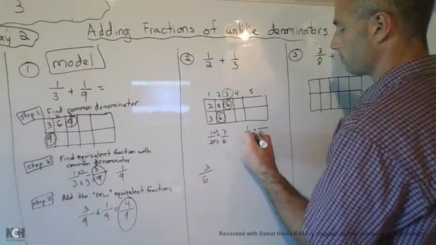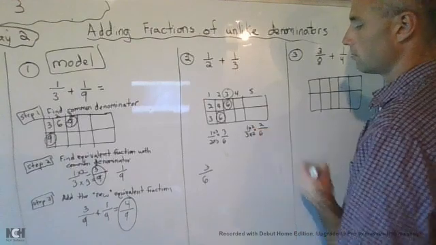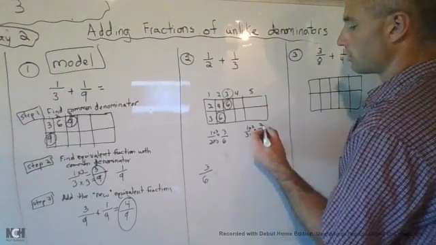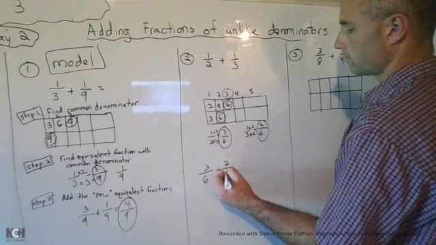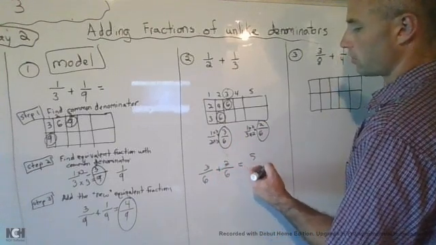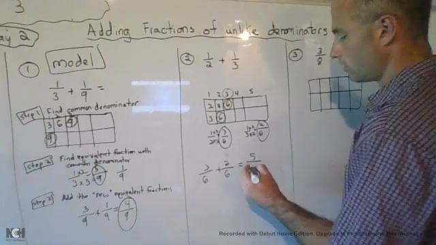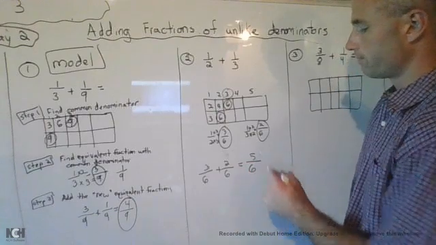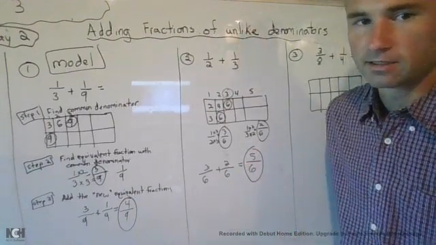2 times 1 times 2 gives you 2. So now I'm going to be adding that 2/6 to the 3/6. And I'll get my solution of 3 plus 2 equals 5. Don't add the denominators. Don't do it. The denominator stays the same. 5/6. That's the second most common mistake.